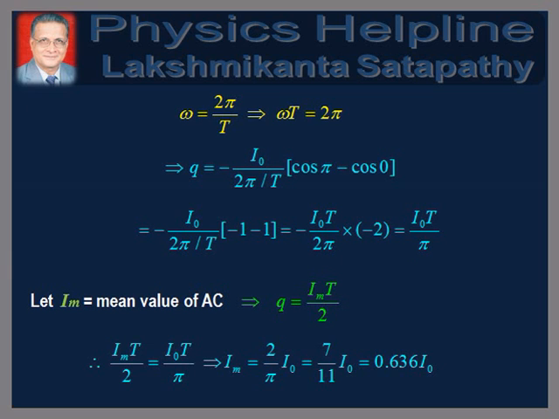Since ω = 2π/T, we have ωT = 2π. Putting these values and simplifying, we get q = I0T/π. If Im be the mean value of AC, then q = Im into T/2. Therefore, Im into T/2 = I0T/π, or Im = 2/π into I0, which is equal to 0.636 into I0.